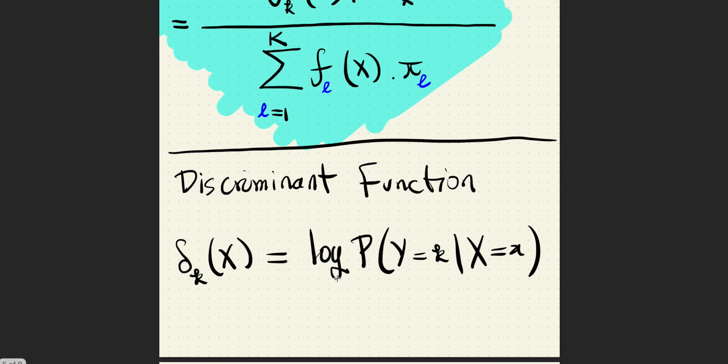And typically we take the log of this probability to get what we call a discriminant function. So this discriminant function will assign a score to every class, every category, and the class that has the largest score is typically the assigned class. So we assign new observations to the class for which the discriminant function is largest.